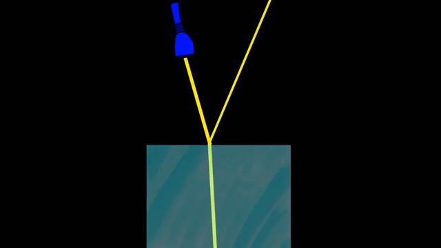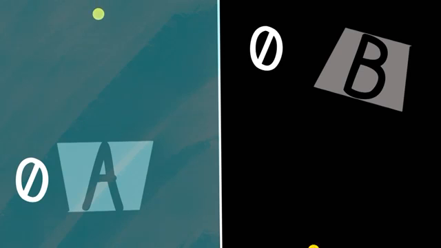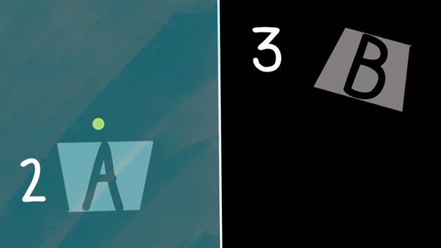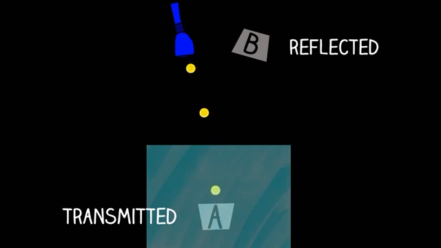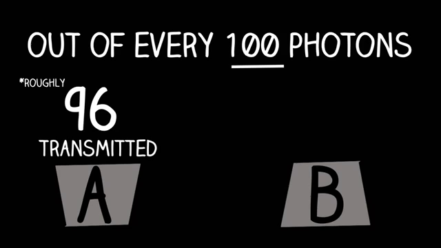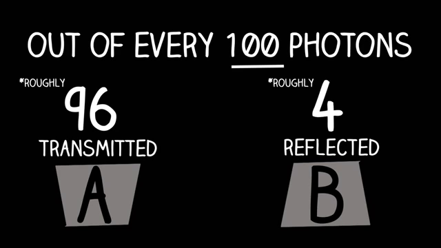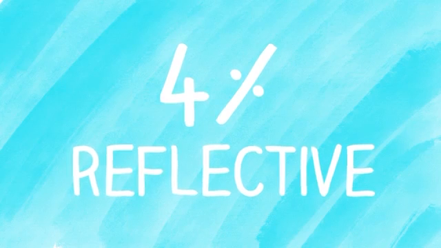They shone light through a block of glass and placed one light detector inside the block, which we'll call detector A, and one back near the light source, which we'll call detector B. These detectors were so sensitive that they could count the exact number of light particles or photons that hit them. Detector A counted exactly how many photons were transmitted through the glass surface, and Detector B counted how many photons were reflected. They found that out of every 100 photons they fired, 96 were transmitted and 4 were reflected. So glass is 4% reflective.